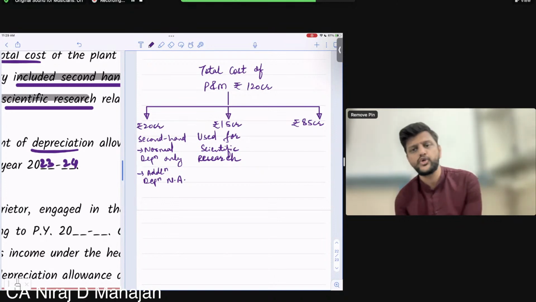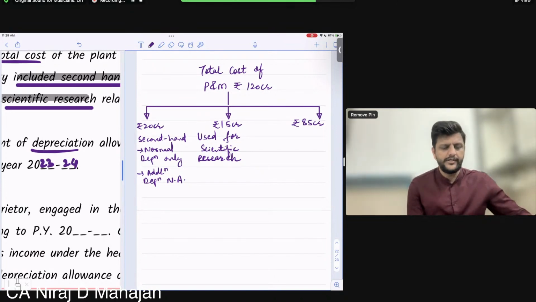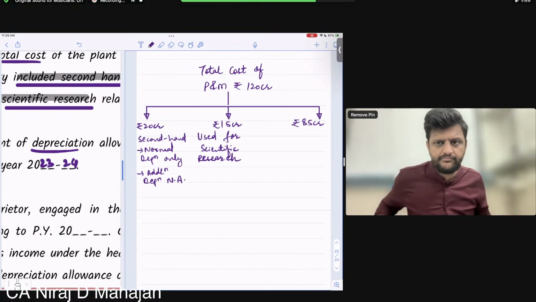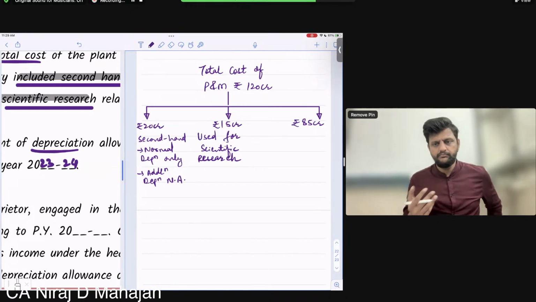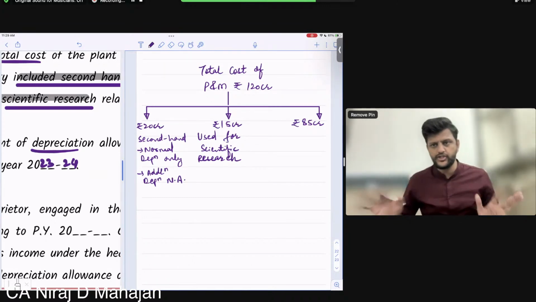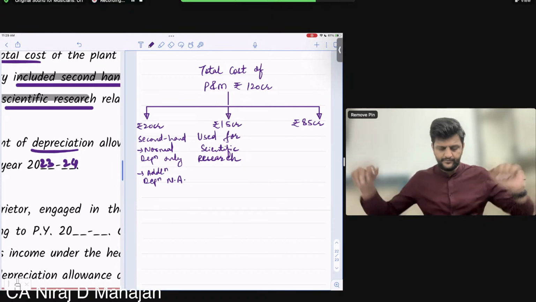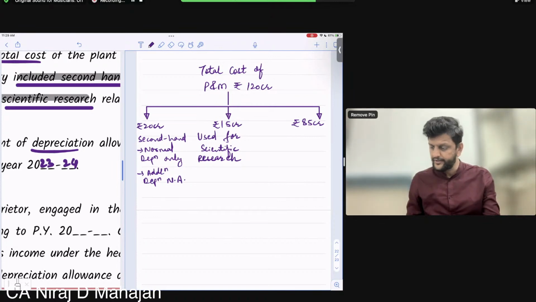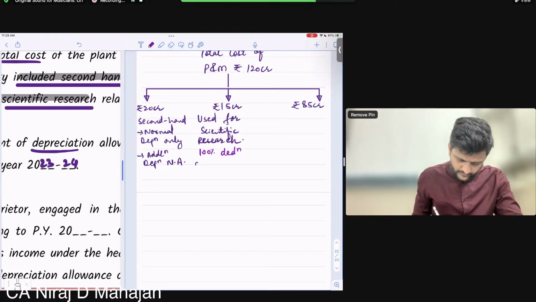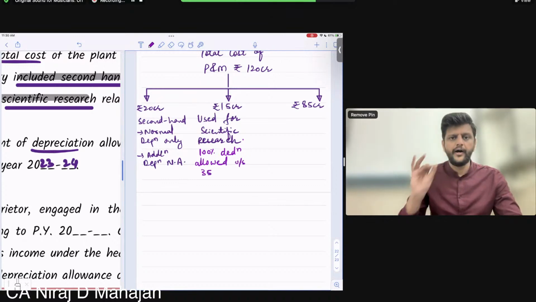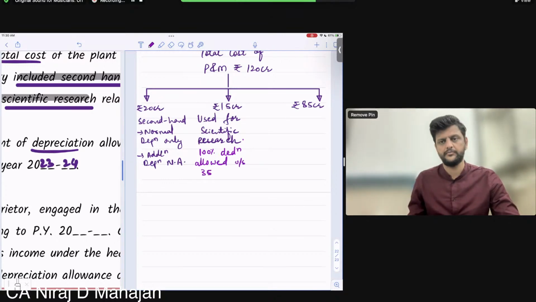That means it is considered as good as a revenue expense. Please don't put it in P&L. We cannot. But it is allowed as 100% deduction. Clear till here? Fine? Okay. Understand? Okay, everybody? So write down: 100% deduction allowed under section 35. Clear till here?